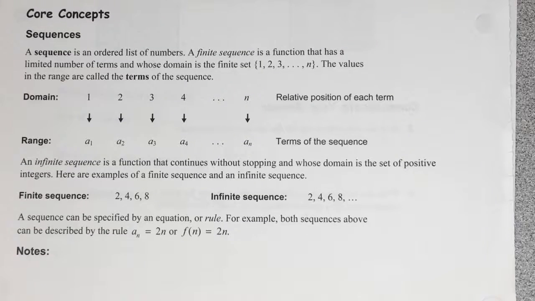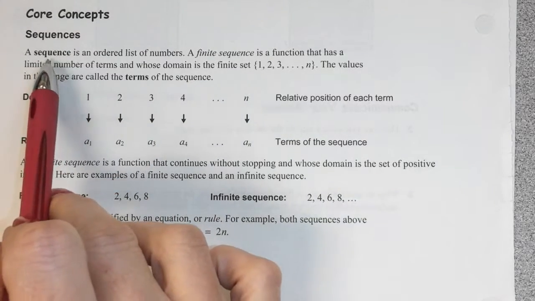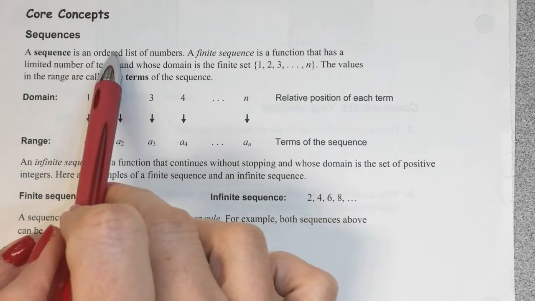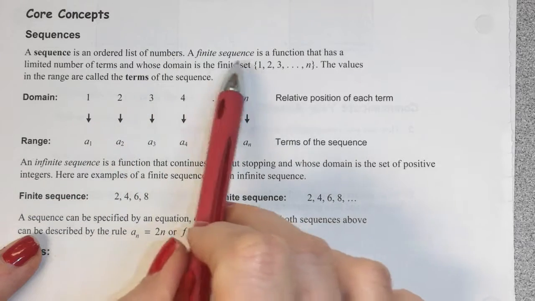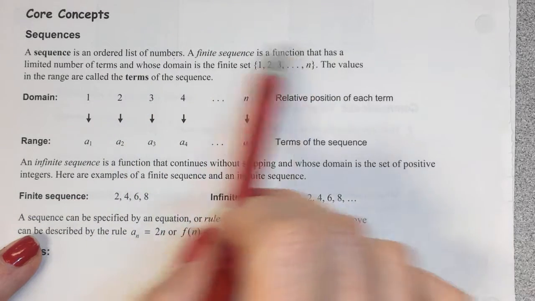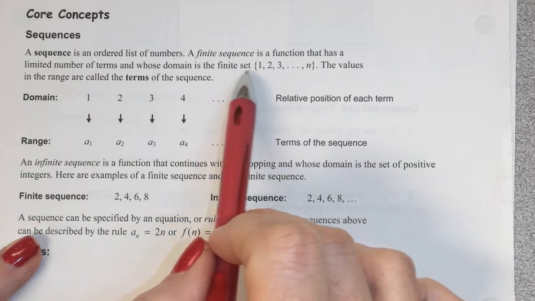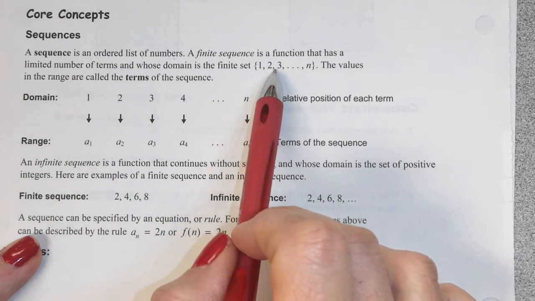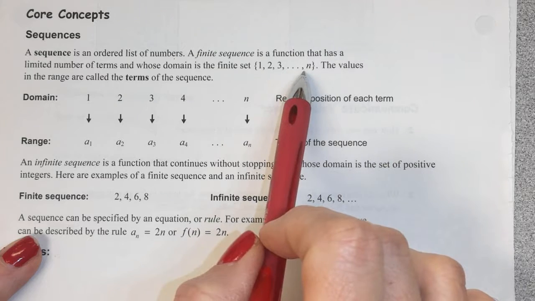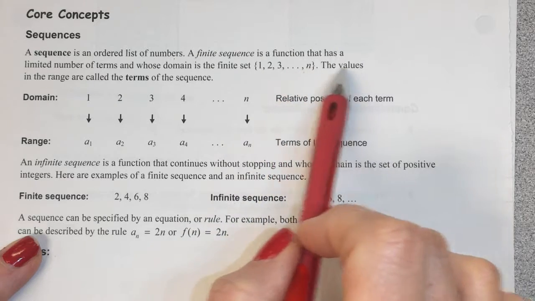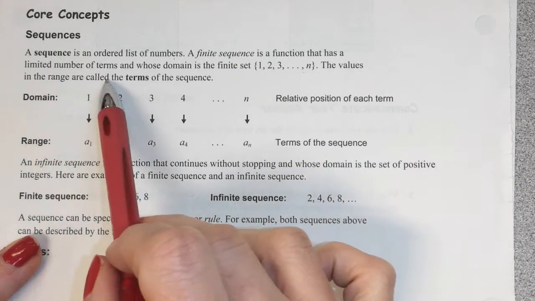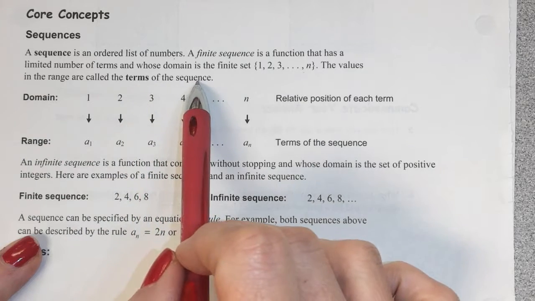All right, guys, we're starting down here in the middle with sequences. So a sequence is an ordered list of numbers. A finite sequence is a function that has a limited number of terms and whose domain is the finite set of 1, 2, 3, 4, 5, all of these numbers. The values in the range are called the terms of the sequence.